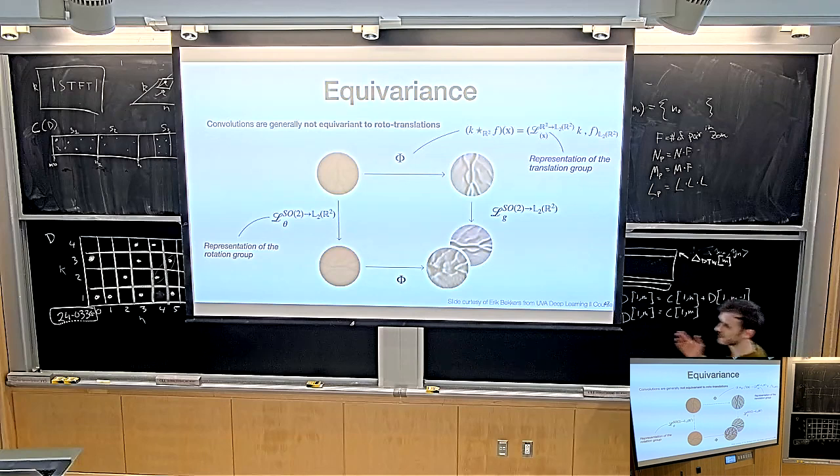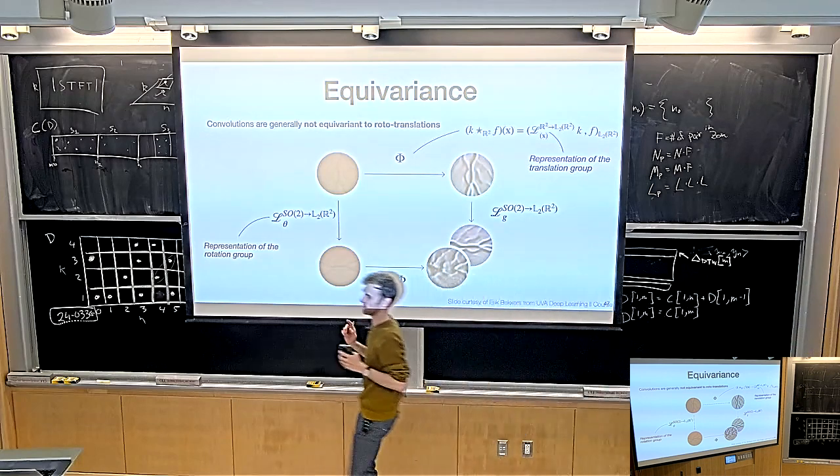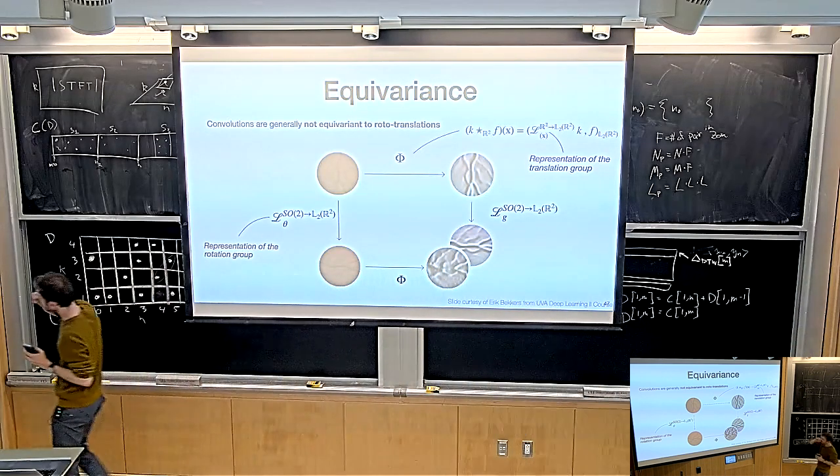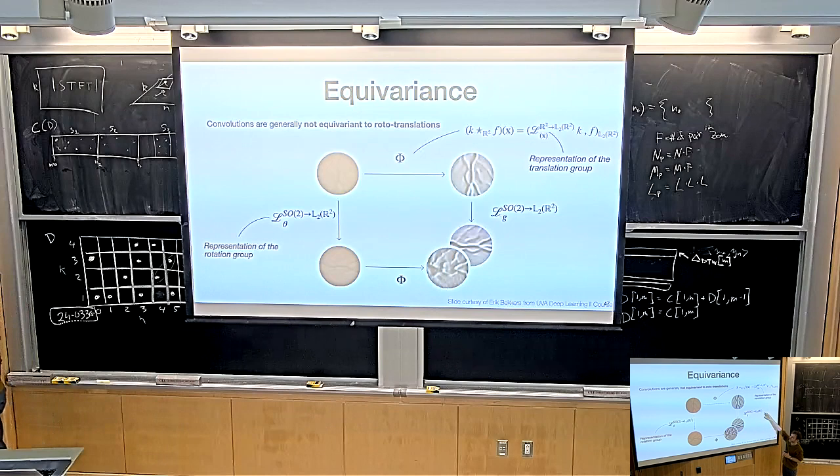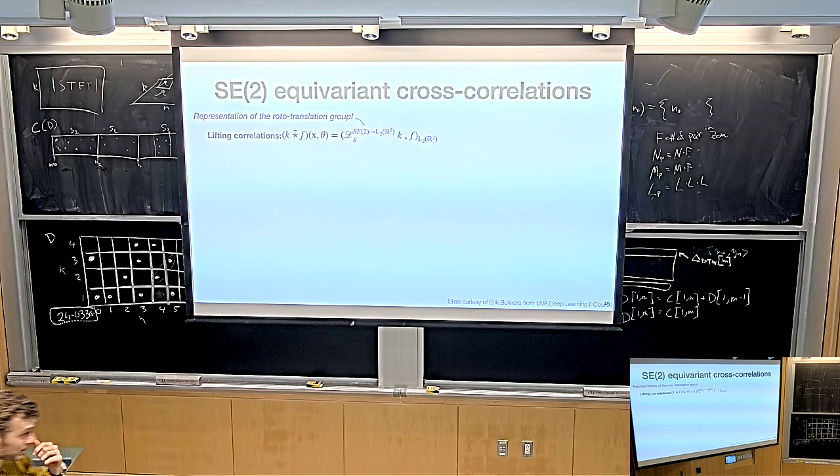Unfortunately, the same is not true for rotations, and we'll tackle that now. So for translations, as I had already said, the trick seemed to be to take a set of weights and shift them around with representations of the translation group. Now we'll do the same with rotations. Here's a problem.